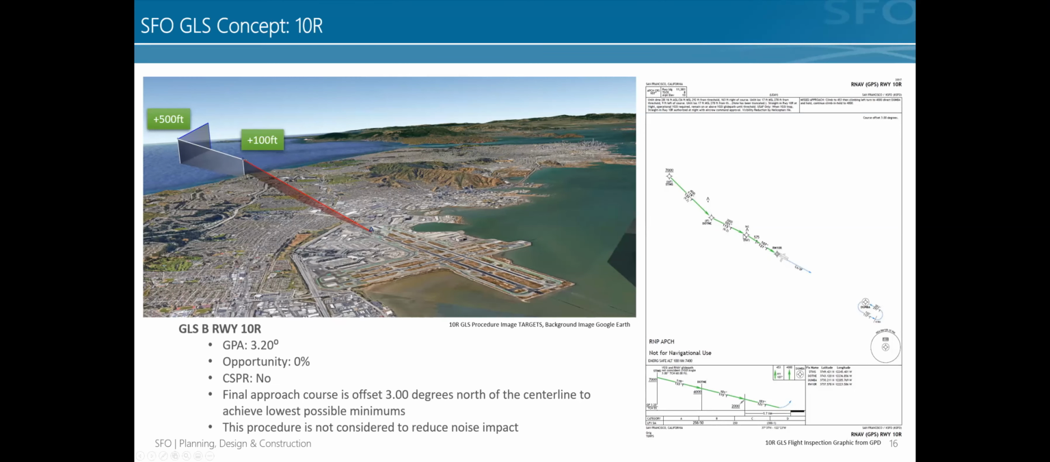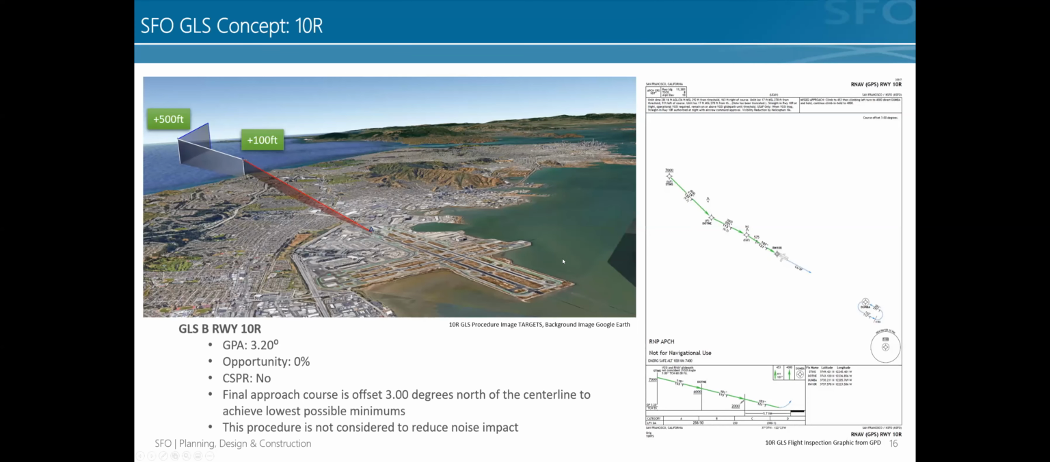However, to do this, we did have to make a change to the way the procedure is designed, so that it is not an overlay. And what we do for this is we offset the final approach course by 3 degrees. And I'll show you this in Google Earth when we switch to the screen share portion, but it's 3 degrees north of the centerline. And so it would not be considered an overlay approach. It would be a unique and therefore innovative kind of concept for us.